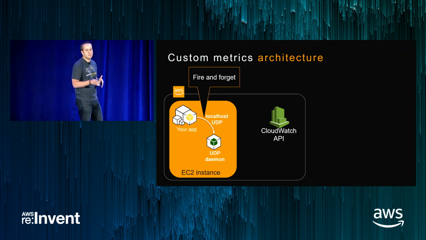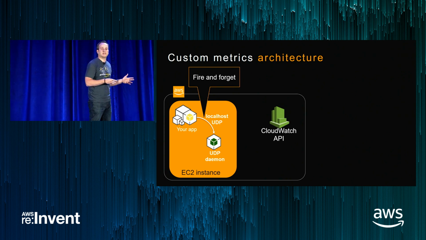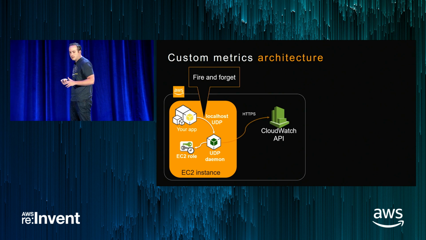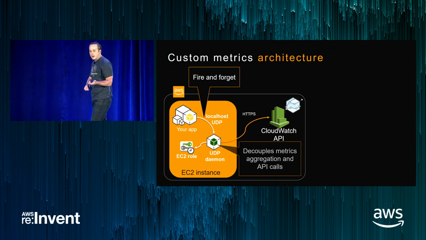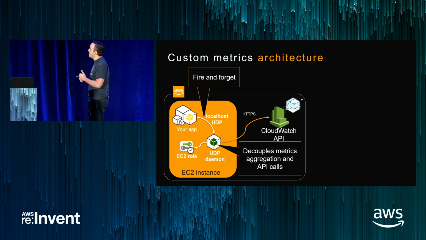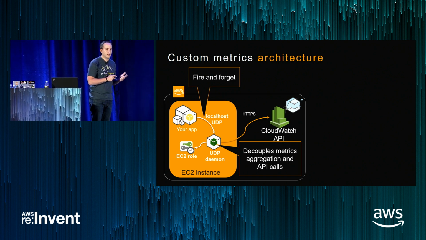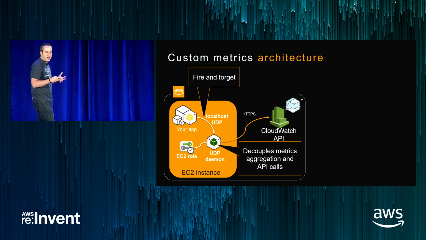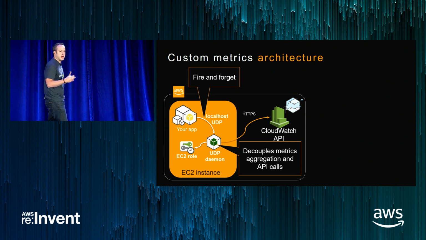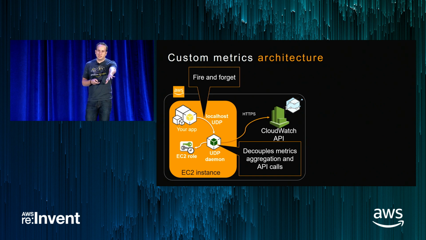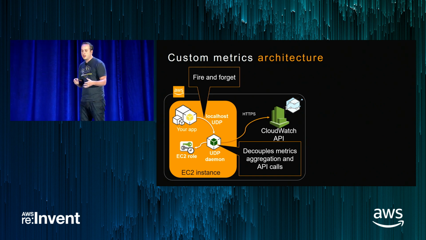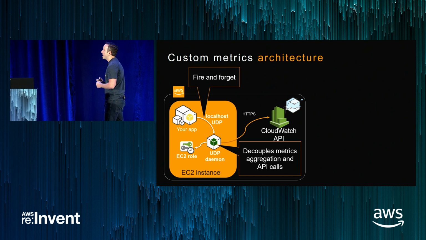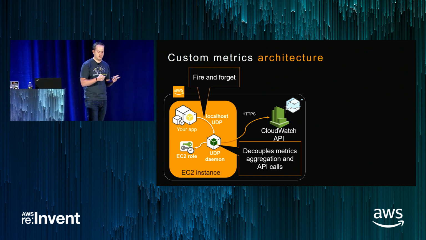In reality, you're introducing microseconds of delay, maybe 1 or 2 milliseconds, which is totally fine for most applications, right? Then behind the scenes, the daemon is asynchronously collecting all that information, calling PutMetricData, and sending it all to CloudWatch, and now you can see all of those beautiful custom metrics. With this architecture, you decouple metric aggregation and API calls from your application logic. So your application keeps running as fast as it can, and all it's doing is sending metrics to a local agent through UDP, and again, fire and forget, so we don't introduce latency into your code.